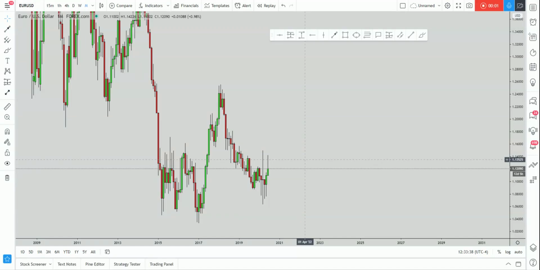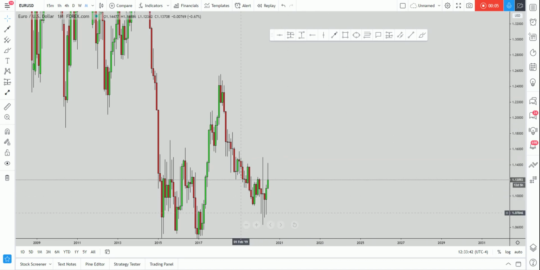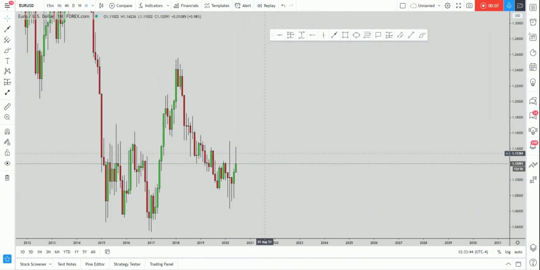Okay, so let's make a full breakdown of Euro USD. What kind of situation do we currently have from the monthly all the way down to the 4-hour time frame? Now let's start from the monthly. Now on the monthly, what we can clearly see is that the market has reached this bottom.